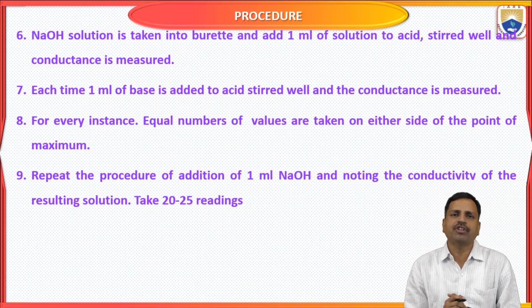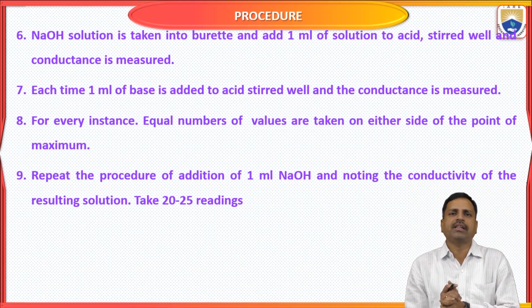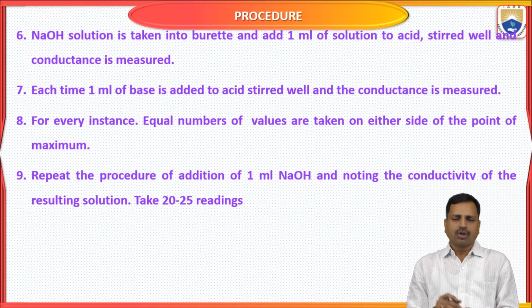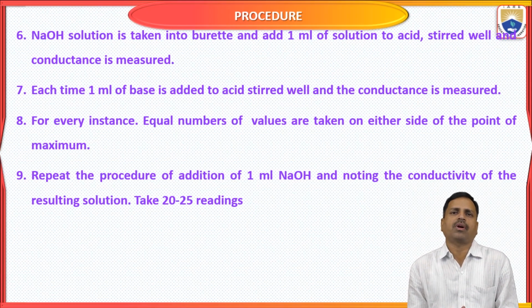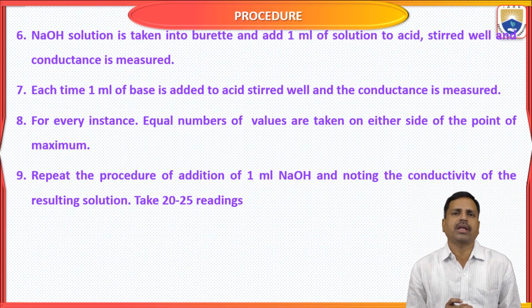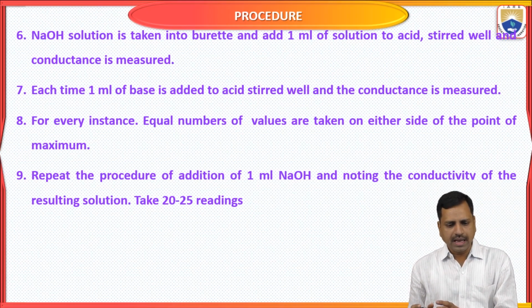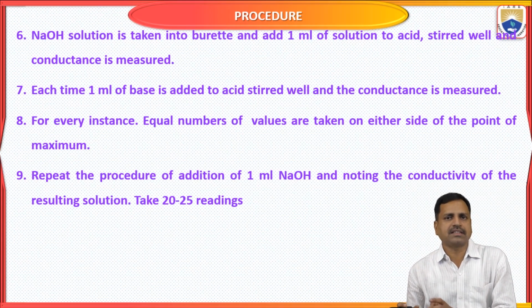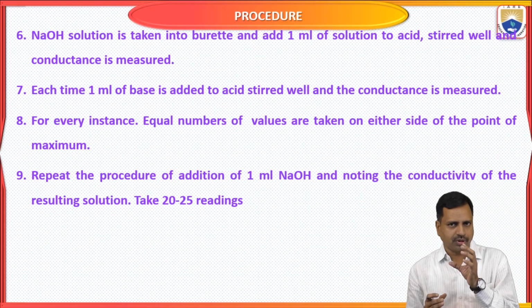0.2 normality, which we have prepared, that we have to fill in the burette. And 1 ml of acid solution, stir well, and conductance is measured. So what we have to do? We have to fill the 0.2 normality NaOH solution in the burette, and in the beaker we have to take the acid, the one whose strength we have to find out.